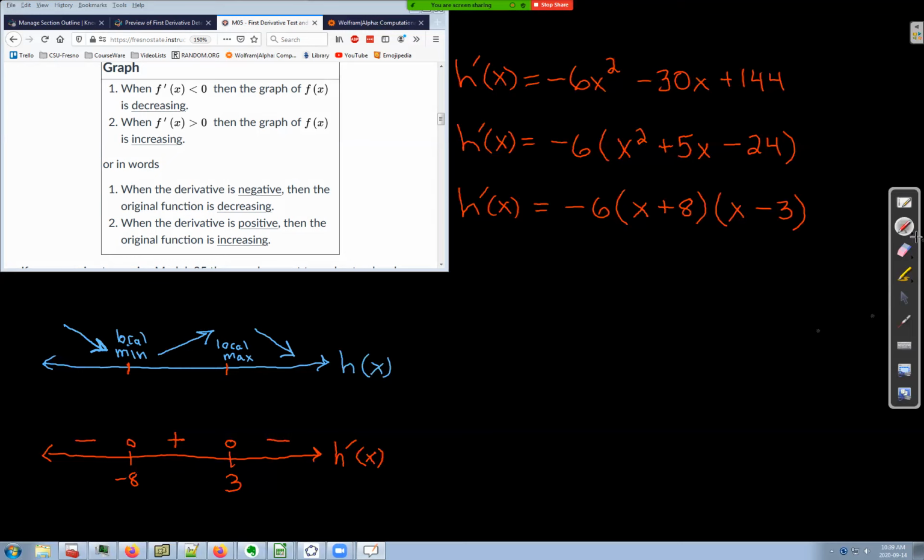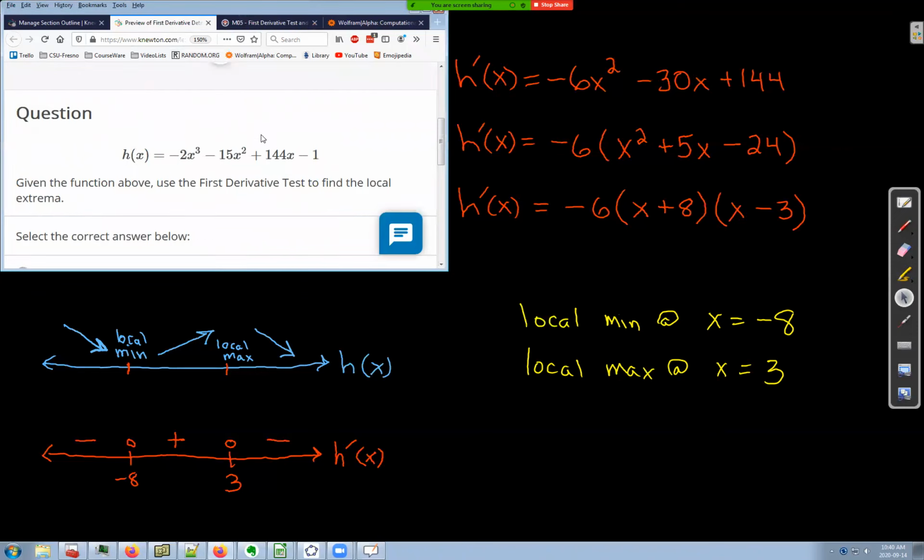So the moral is, let me summarize this here. We have a local minimum when x is equal to -8, and we have a local maximum when x is equal to 3. So that's my conclusion, and so I think that should answer the question.